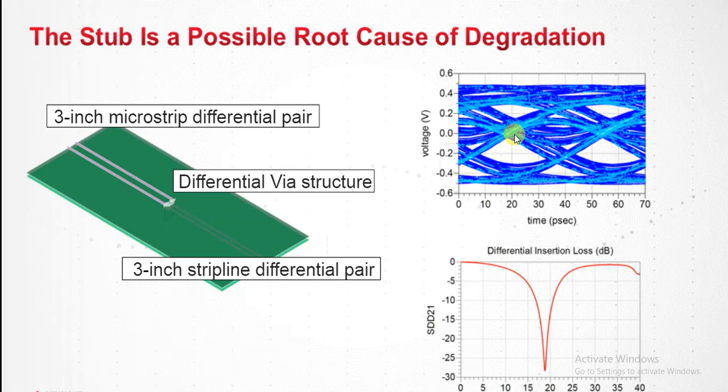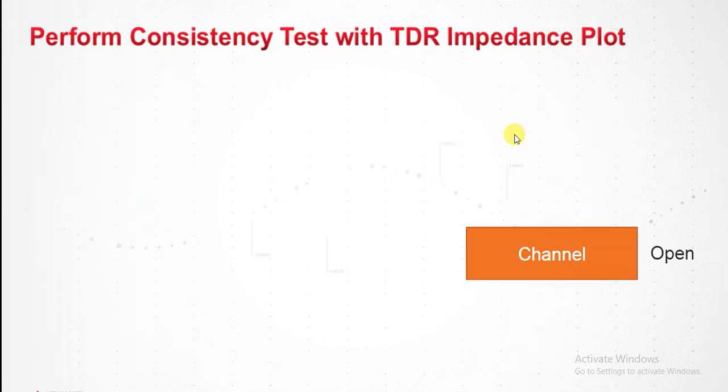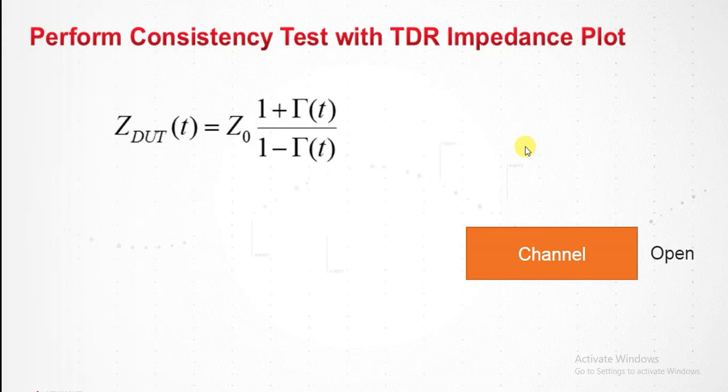We'll do another consistency test to make sure that we know it is the root cause. To do so, we will use TDR, the time domain reflectometry impedance plot. And here's how we approach it theoretically. We have a channel under test. I'm going to leave the right-hand side open, as we can see on the right-hand corner. We're looking at impedance, and I will write the impedance expression here. It's the reference impedance Z naught times 1 plus gamma of T divided by 1 minus gamma of T. Again, gamma is a reflection coefficient.